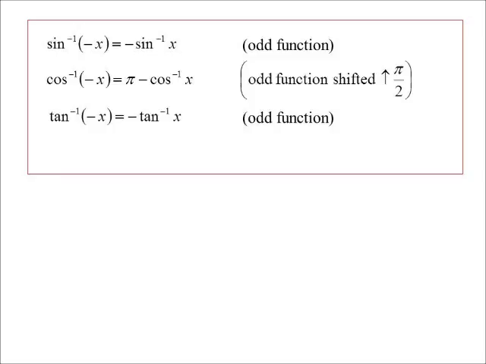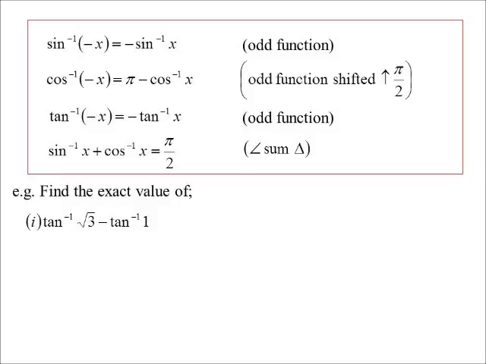And tan, well, tan's a bit easier because again it's just a straight odd function if you look at the picture. So inverse tan negative x is the negative inverse tan x. One other relationship, the inverse sine of x plus the inverse cos of x will always equal pi on 2. Angle sum of a triangle.